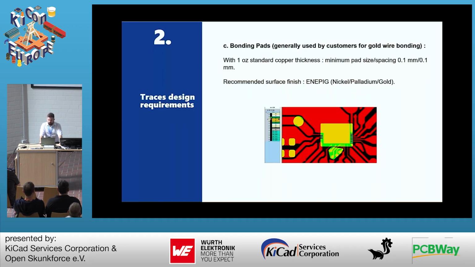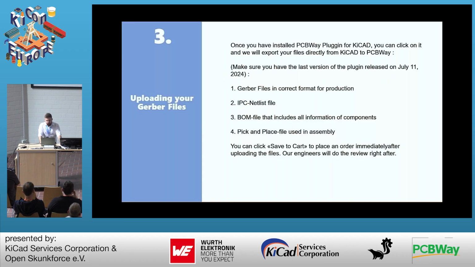Then for bonding pads, so bonding pads are generally used by customers that ask for gold wire bonding. Okay, I will also talk about 1 ounce of copper thickness. The minimum pad size and spacing is 0.1 millimeter, and we recommend a gold surface finish. Okay. So, I reminded you of some data.